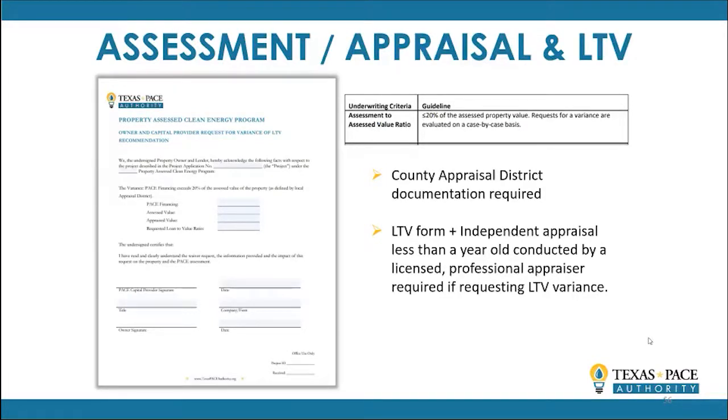So we touched on the assessment, appraisal, and loan to value a little earlier in the underwriting standards. And this is a form that, the PACE loan can't exceed 20% of the property assessed value. If folks would like to request a variance, there is a form and a process that does need to be completed to allow for up to 20% of a private third party appraisal amount. And we've had projects go both with the 20% or less of the CAD value, as well as projects that have worked with the appraised value.